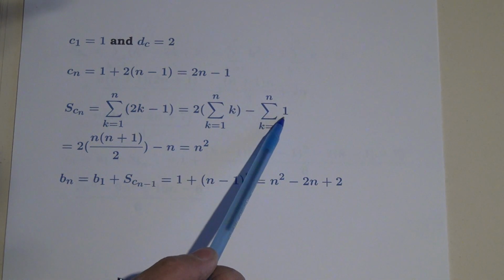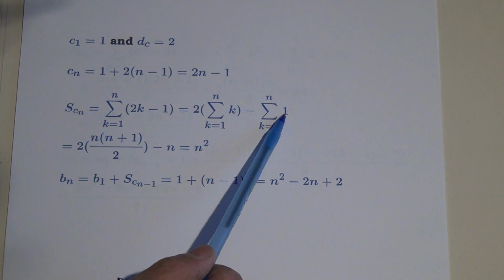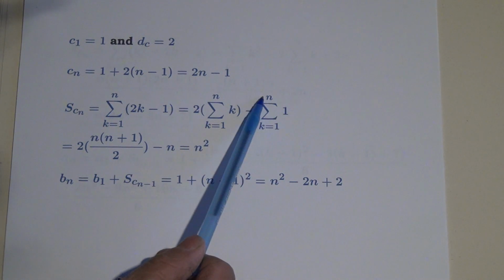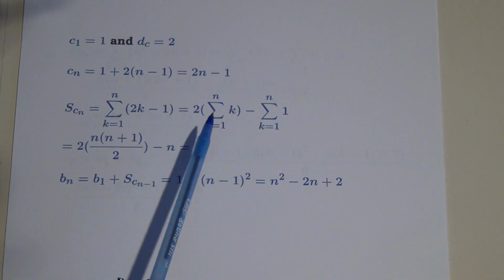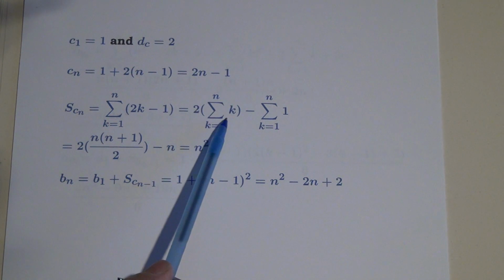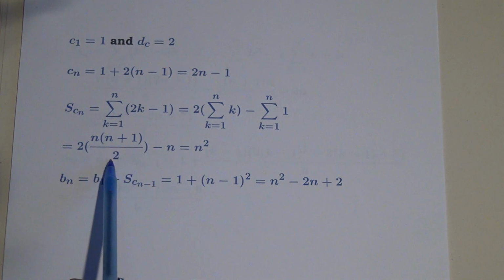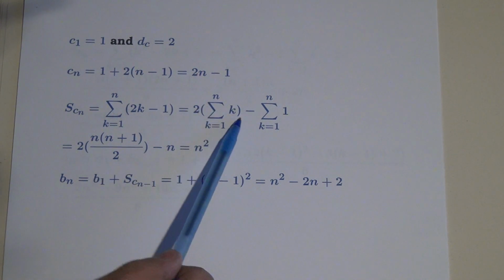But note here, we don't have a k. If we don't have a k, we just multiply these two values. Okay? So, we remember the formula for sigma k. Sigma k is n times n plus 1 divided by 2. So this part we replace.